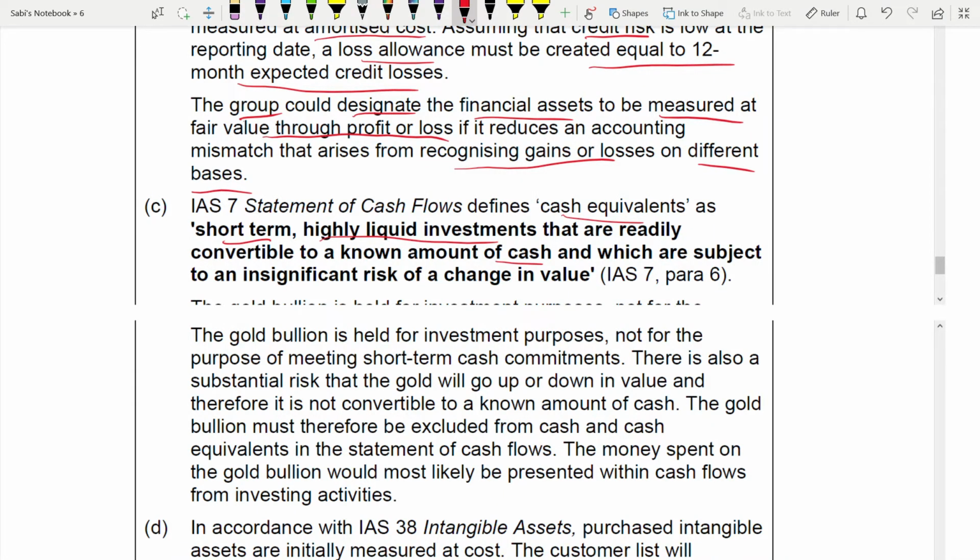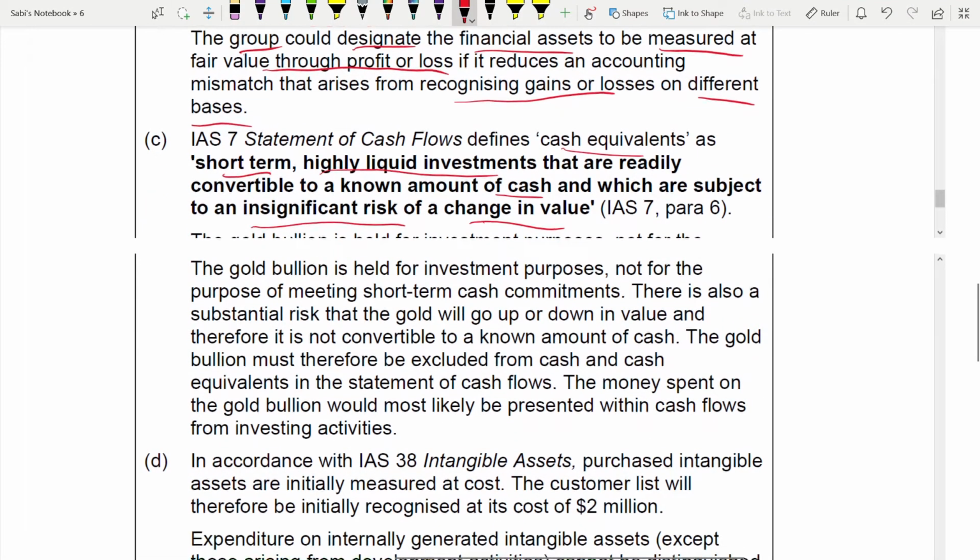And there is an insignificant risk of change in value. If the value changes, it's a very insignificant risk. The risk is not very significant. If these conditions are met, you can say it's a cash equivalent. So in this case, let's see whether gold bullion is a cash equivalent or not.